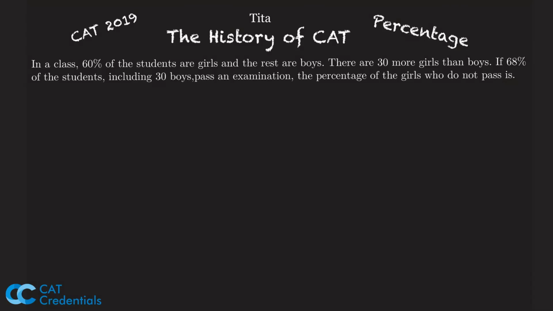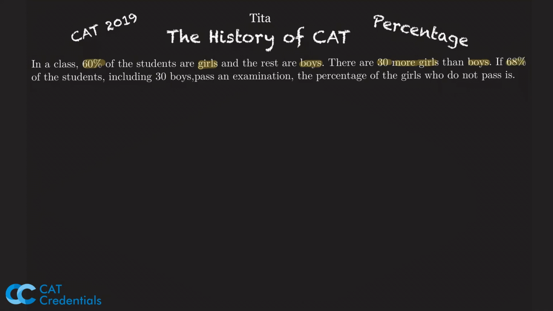So what is being said here? This question says that in a class 60% of the students are girls. So the total number of students I don't know, but 60% are girls, and the rest are boys, which means 40% will be boys. There are 30 more girls than boys, which means that between 40 and 60, the 20% has 30 more girls.